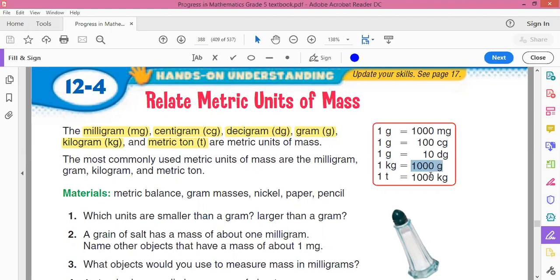Like 1 kilometer. In 1 kilometer, how many meters are there? 1000 meters. And then there is the last unit, 1 T. T means metric ton, which is equal to 1000 kilograms.